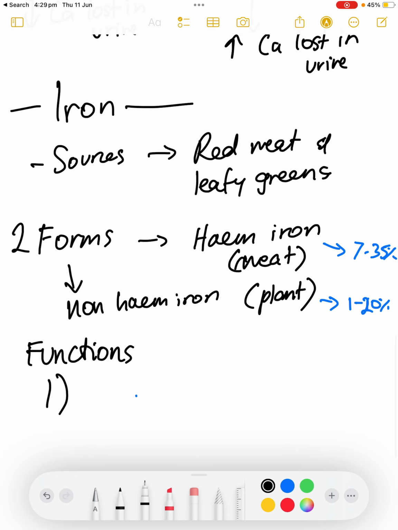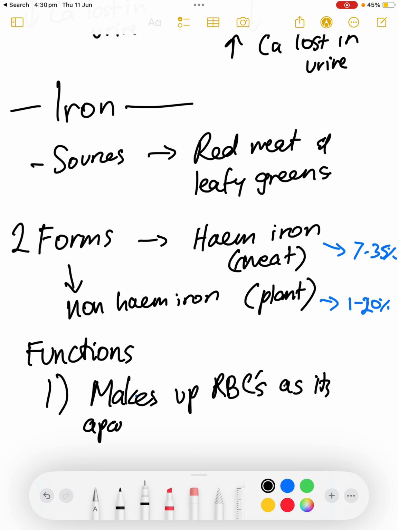So number one is it makes up red blood cells, RBCs, as it's a part of hemoglobin. And what does hemoglobin do? Well, hemoglobin picks up oxygen as the blood passes through the lungs and delivers it to cells for aerobic respiration, which then produces ATP, which produces energy.